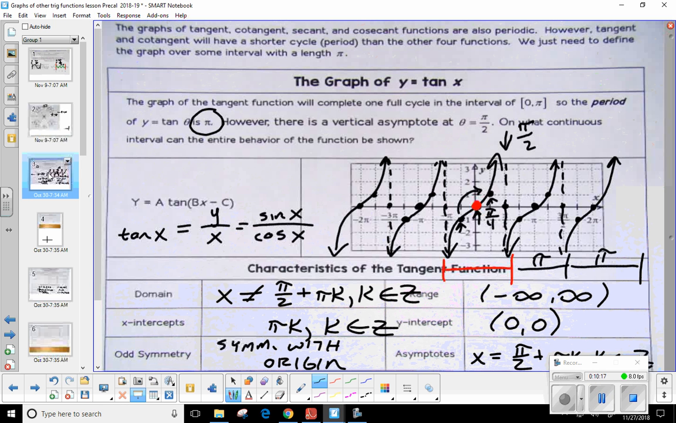Like for sine, remember it was a 0, 1, 0, -1, and then 0. Cosine has his. Well, tangent's going to have his own, just like those. But we're only going to be looking at one period.